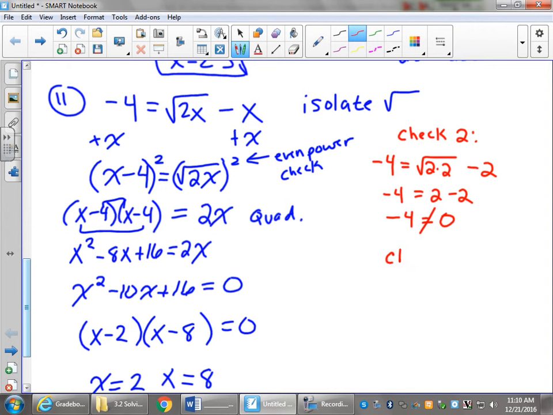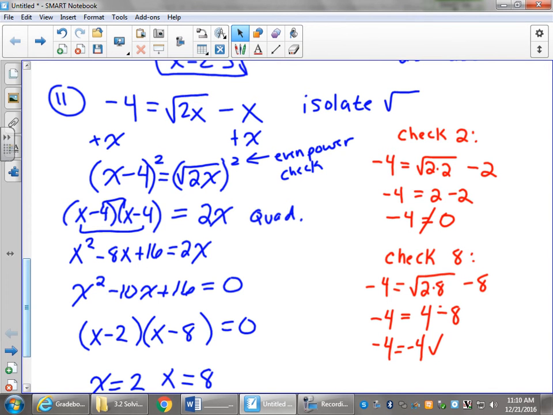Let's go ahead and check the other solution, because they could both be good, they could both be bad, or you could have one good and one bad. You don't know until you check them. Negative 4 equals the square root of 2 times 8 minus 8. 2 times 8? 16. Square root of 16. So I get 4 minus 8, which is negative 4. So that one was good.